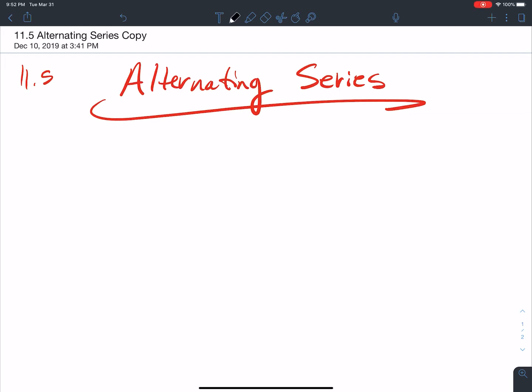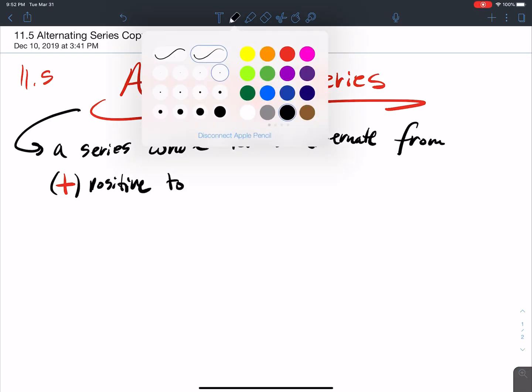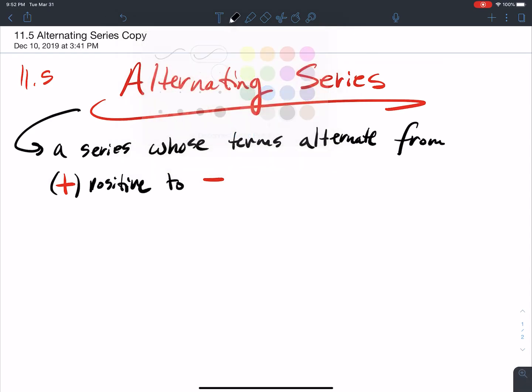Alternating series. So what is this? This is a series whose terms alternate. What do they alternate? They alternate from positive to negative, from one term to the next.